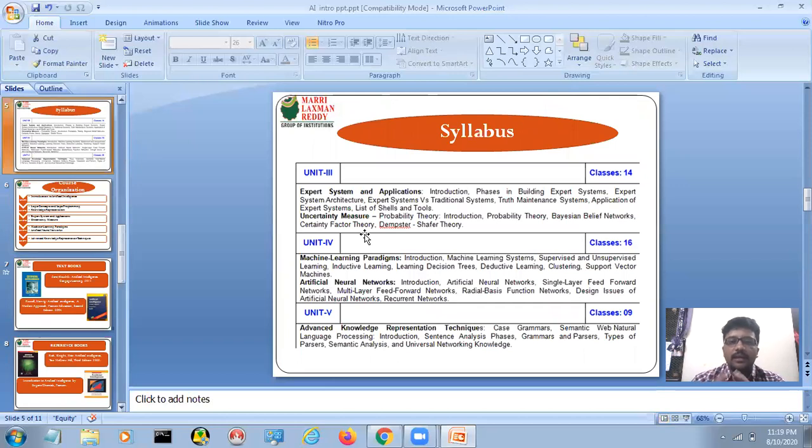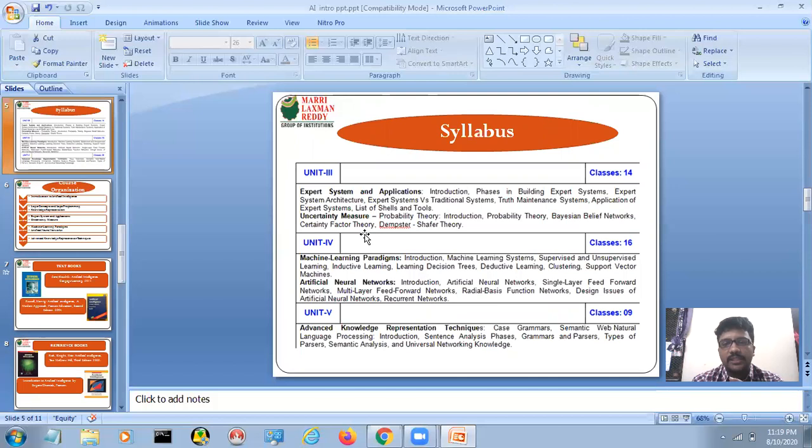Moving to the third unit, the student can undergo expert systems and applications, where he can apply traditional systems, maintenance of the systems, applications, list of shells, and some uncertainty measures in probability theory, Bayesian belief networks, and certainty factor theory, some of the algorithms where he can understand the applications.